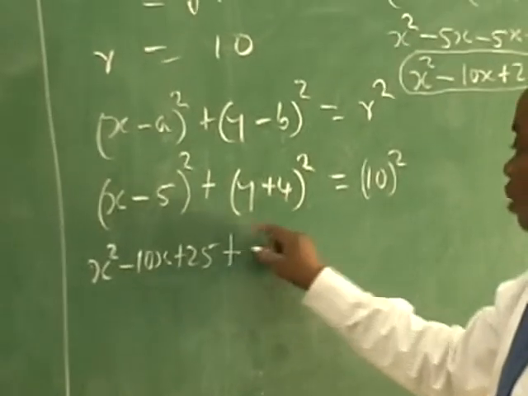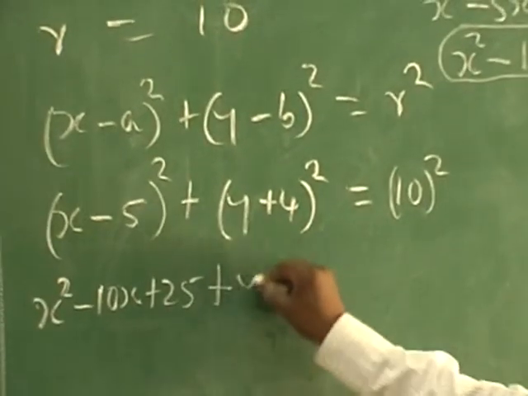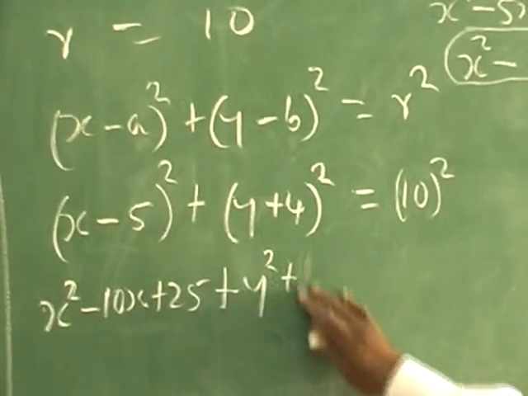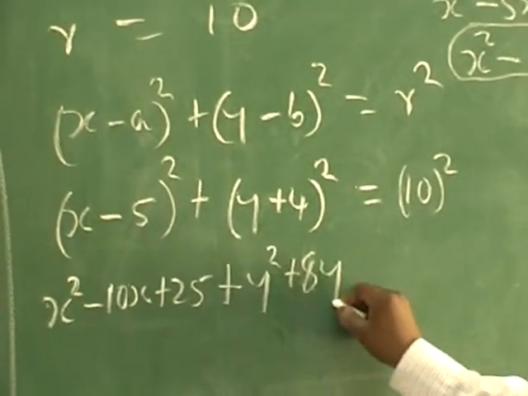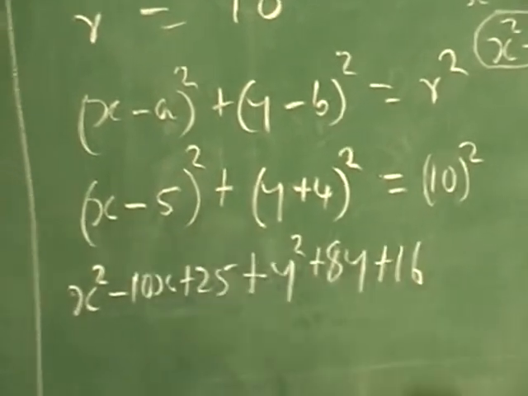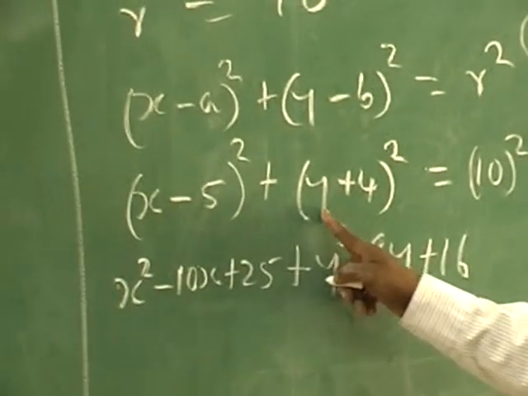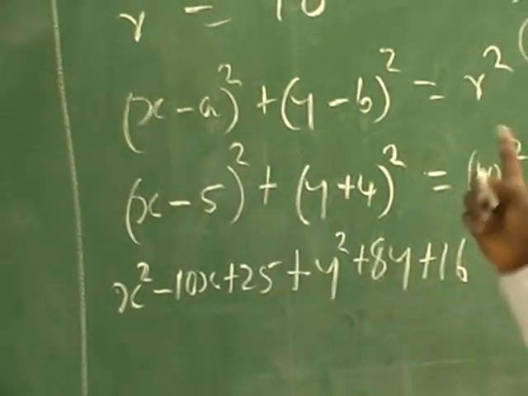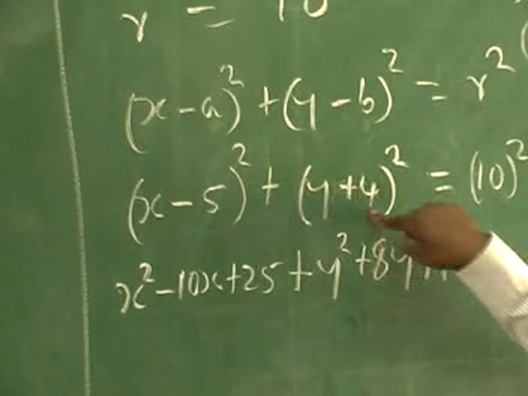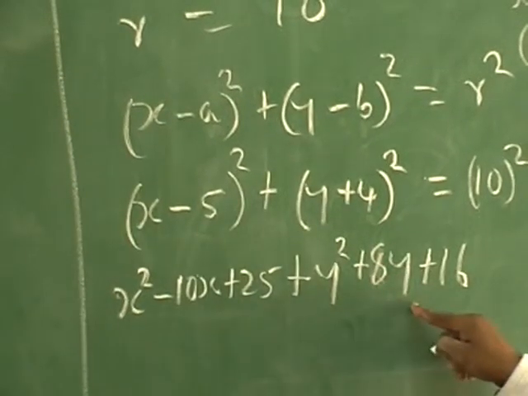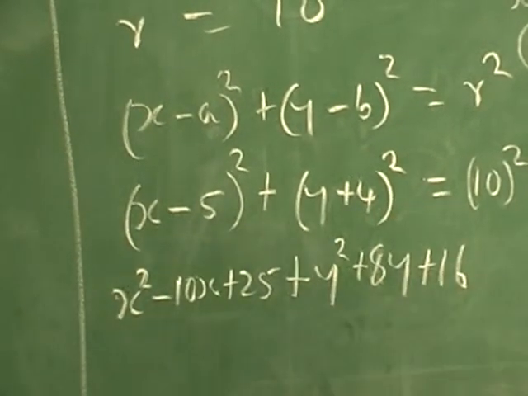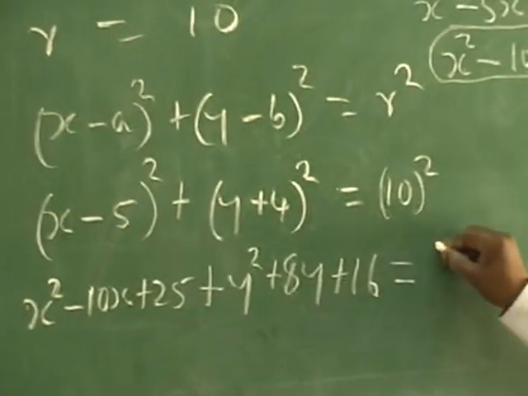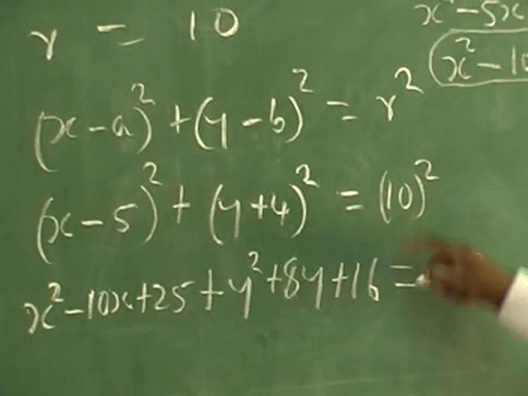Now plus we enter this one. This one will be y squared plus 8y plus 16. How do I know? If I have y here, I have 4 here, I have power 2. So we just say 2 times y times 4 will give me 8y. Then I say 4 squared gives me 16. Binomial expansion can get that. So here is what? 100, 10 squared.